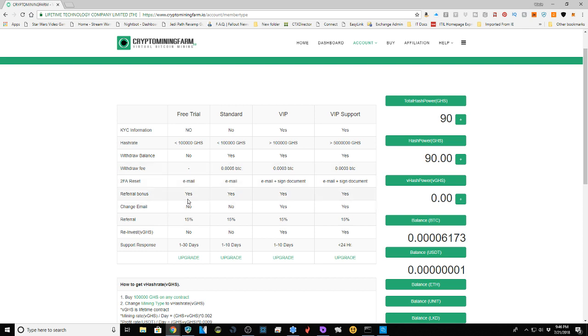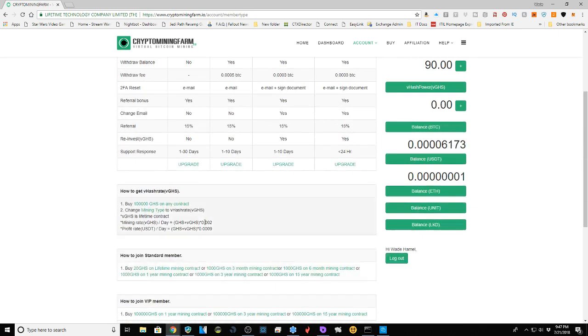You can reset your 2FA, do get the referral bonus. You cannot change your email, so be aware of that. And the referral bonus is a 15% flat across the board. Reinvesting in virtual gigahash per second. So they have vhash power, which is virtual gigahash. I don't even know how to explain that yet, but honestly, you've got to be a VIP to get there. So I think most people would have some time to wait. Support response decreases as you get higher. And if you get 500 terahash, you get VIP with support, and you get an answer in less than 24 hours.